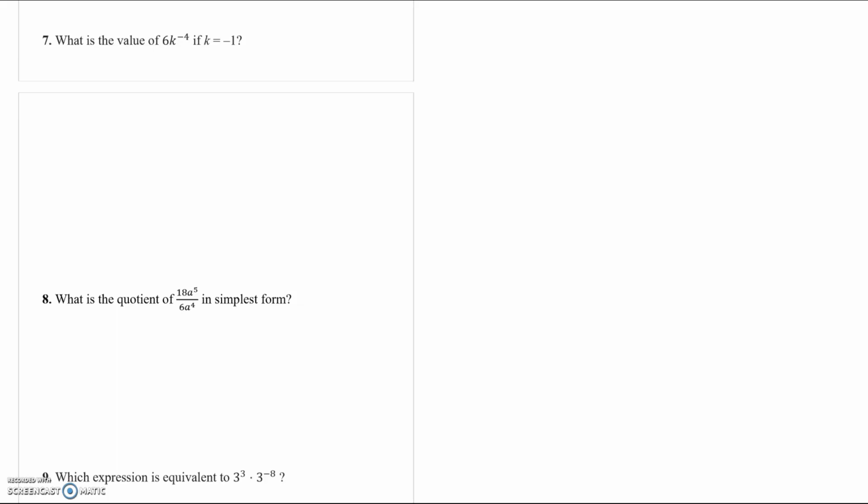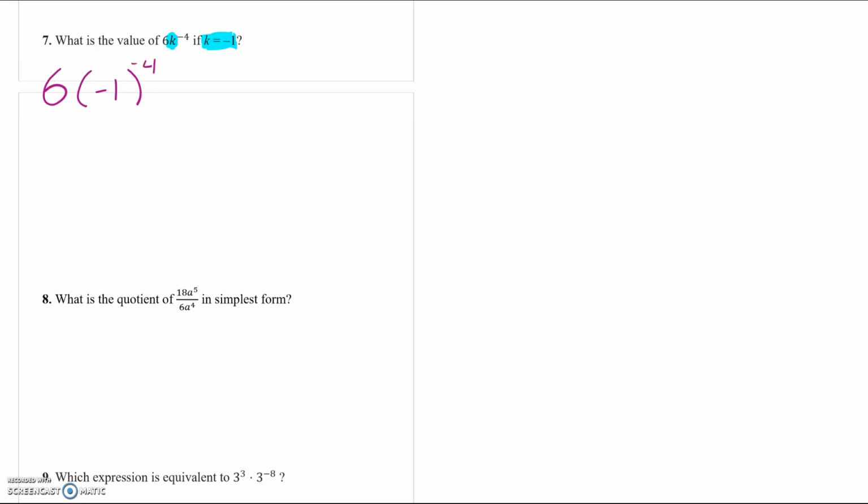Hello, now we're on questions 7, 8, and 9 of the chapter 4 review. So question 7, what is the value of 6k to the negative fourth if k equals negative 1? So we are evaluating, which means we're plugging in our value given for k, and our value here is negative 1. So I'm going to rewrite everything that I'm given. So 6, and then instead of k, I'm going to put negative 1 to the negative fourth power.